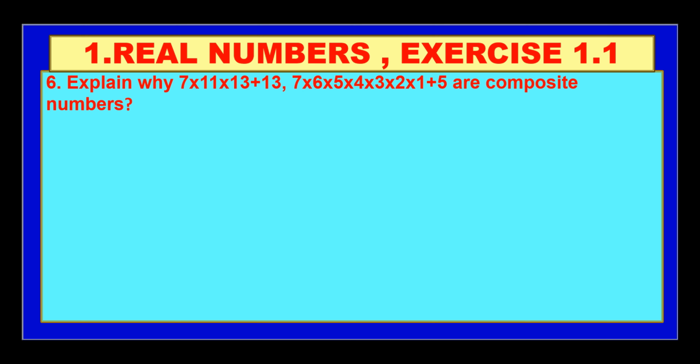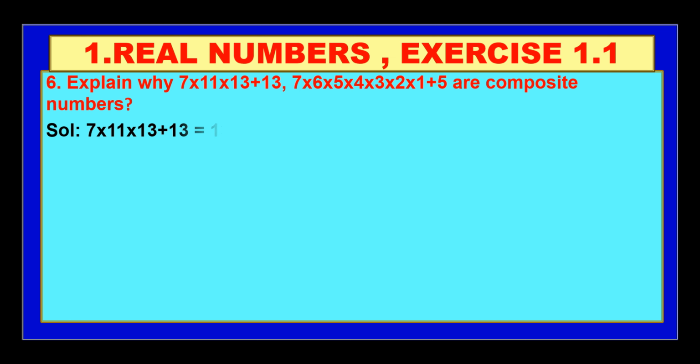If it has 2 factors, it is called prime number. If it has more than 2 factors, it is called composite. But since 1 has only 1 factor, 1 is neither prime nor composite. It is not a prime number, and at the same time it is not a composite number also. Good. Now you can observe this question.